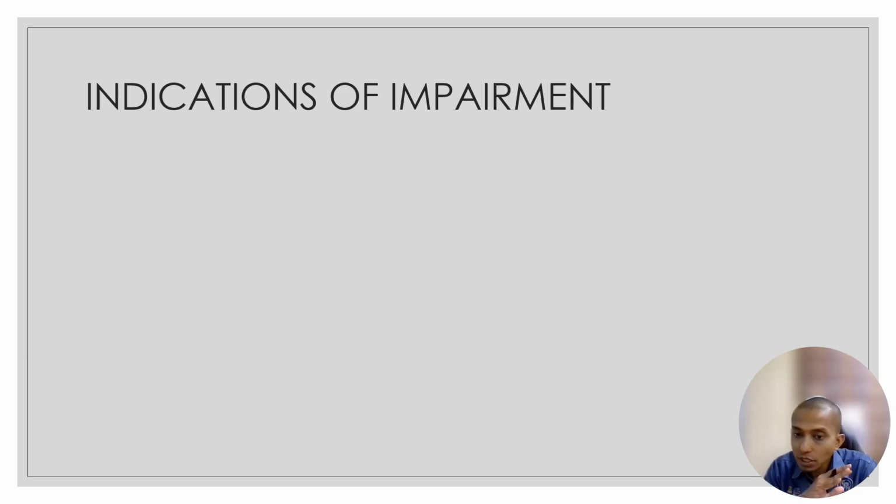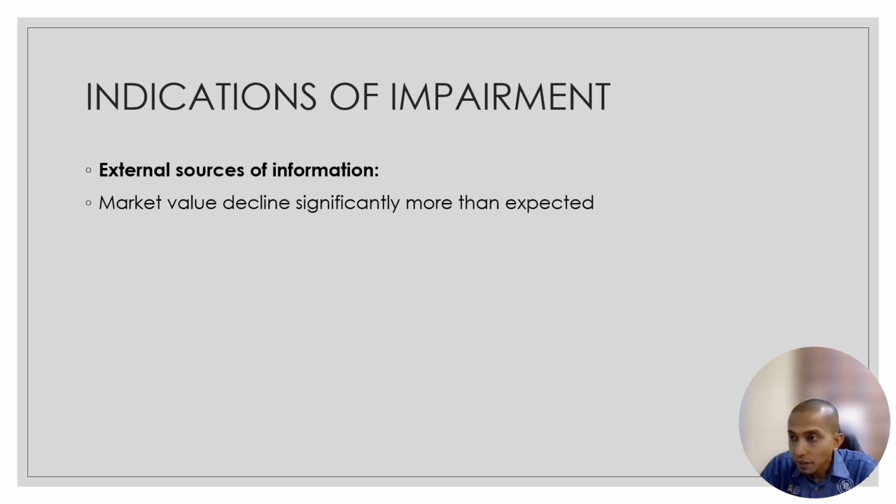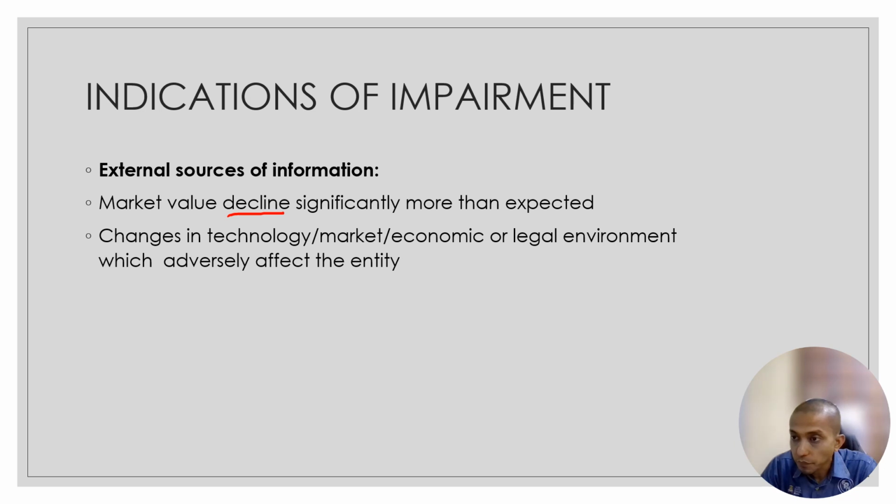Remember, revaluation does not need an indicator, but impairment is only done when there is an indicator. The indicator can come from an internal source and can come from an external source. For the external source, the information is that market value declined significantly more than expected. It is normal for market value to decline, but if it is significant, then something is wrong.